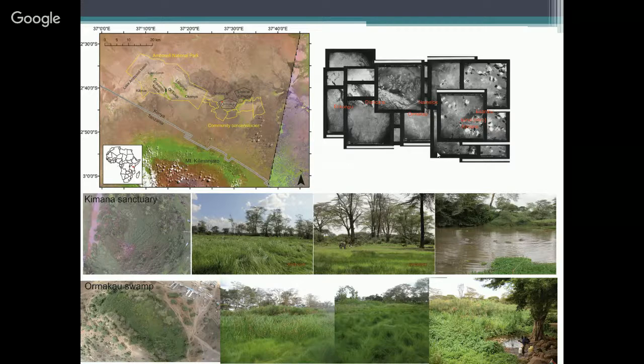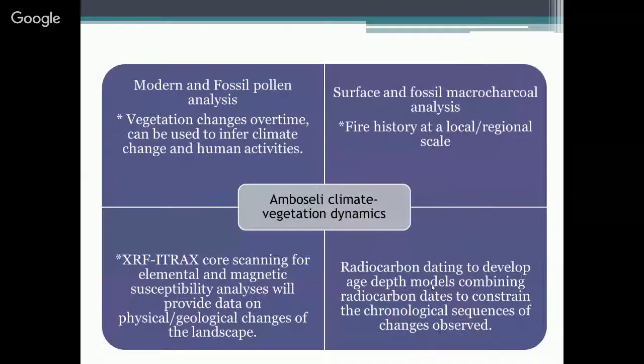Unfortunately, some of them have dried up, but I've been lucky enough to work in two or three of them. The first one is the Kimana Sanctuary and the Olkeju Swamp. These two photos show we've been taking aerial photographs of the swamps to look at what the current ecology looks like. And they're really beautiful wetlands, as you can see.